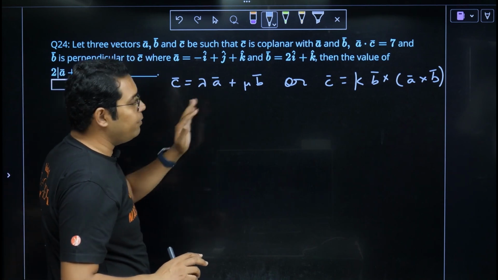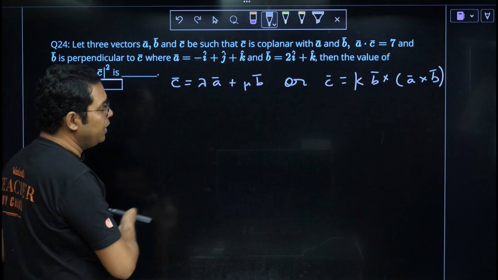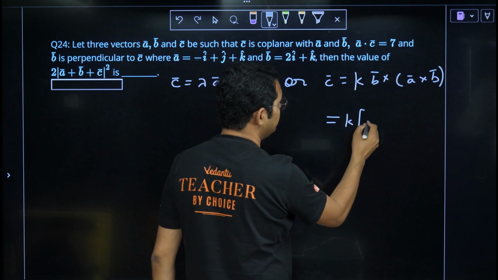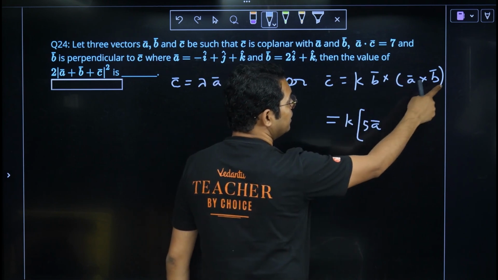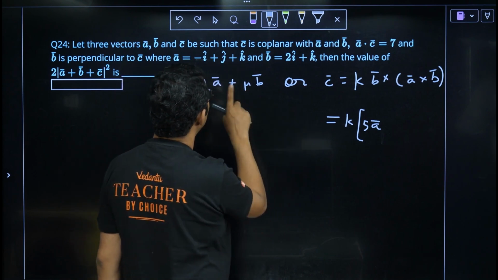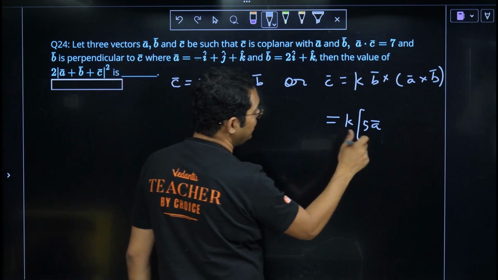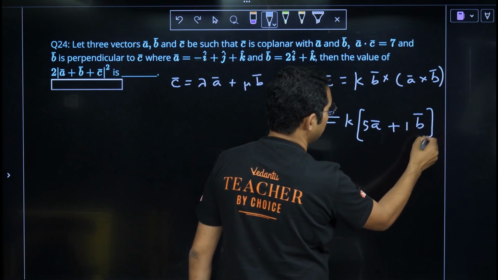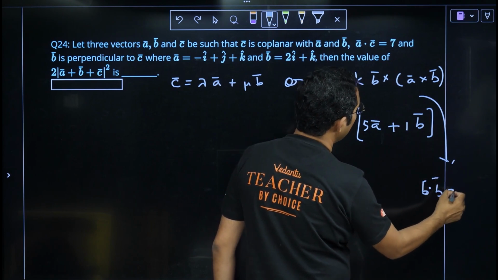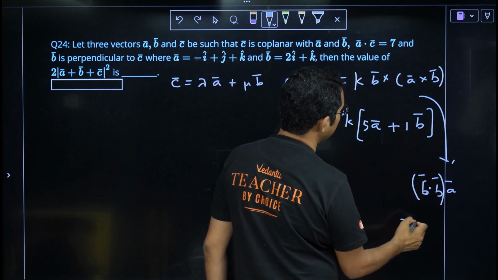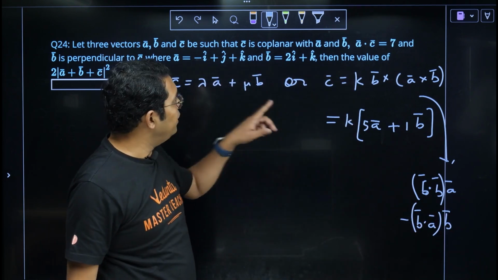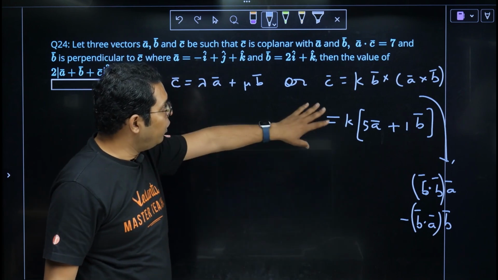In this case, you will find lambda and mu and you will get C, and then you can find this thing. In this case, we will be getting K outside, B dot B will be B square, that is 5, minus B dot A, and B dot A is how much? Minus 2 plus 1, so minus 1. So minus minus plus 1 into B. The formula here is B dot B into A minus B dot A into B. That's the formula. So B dot B is 5, B dot A is minus 1. So we got C as this thing.